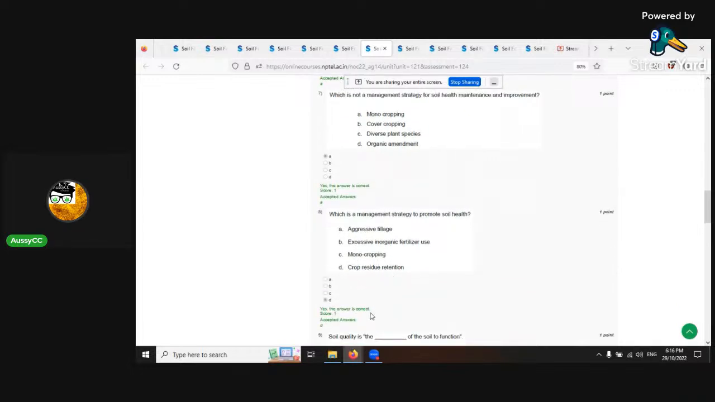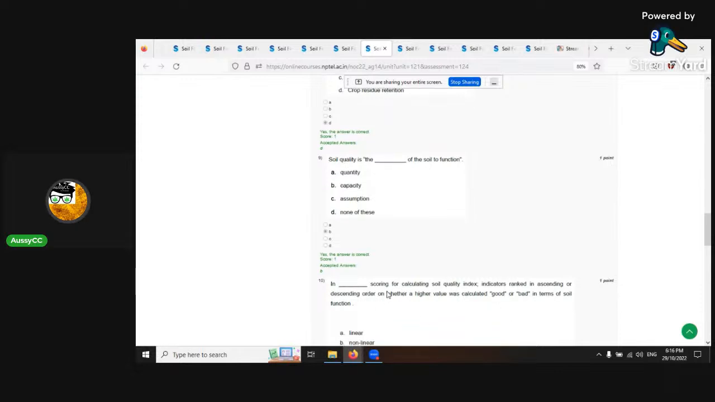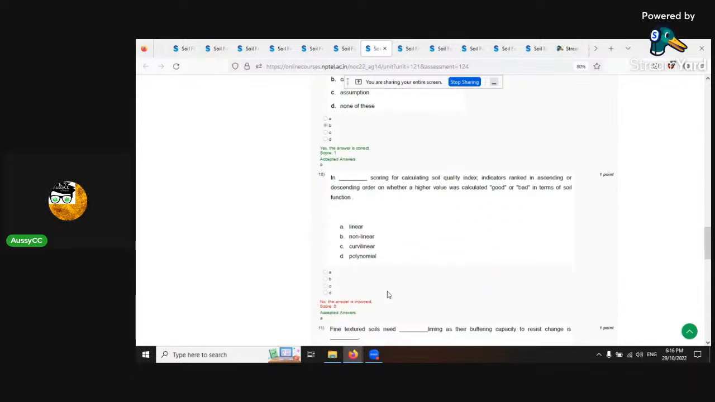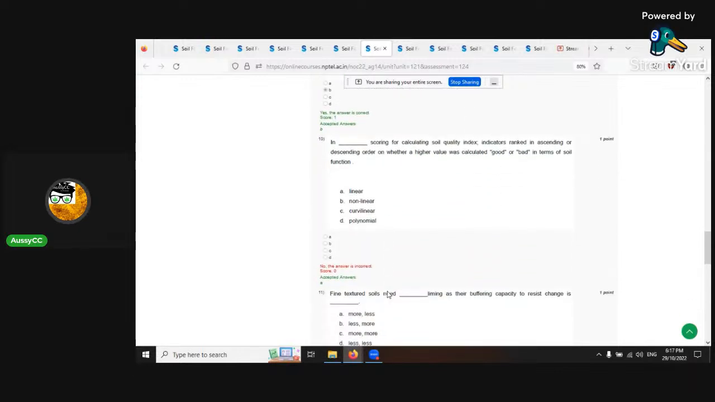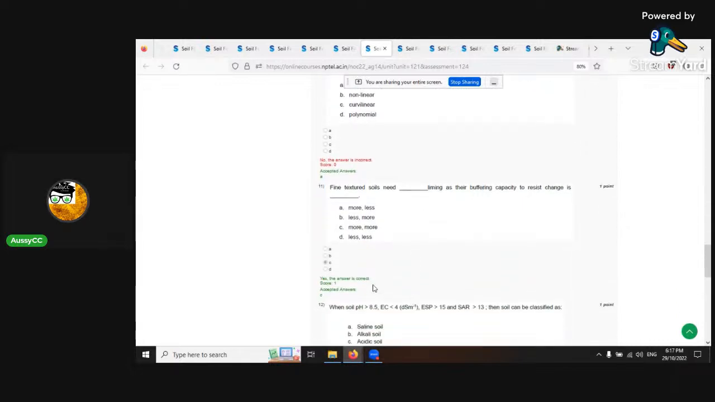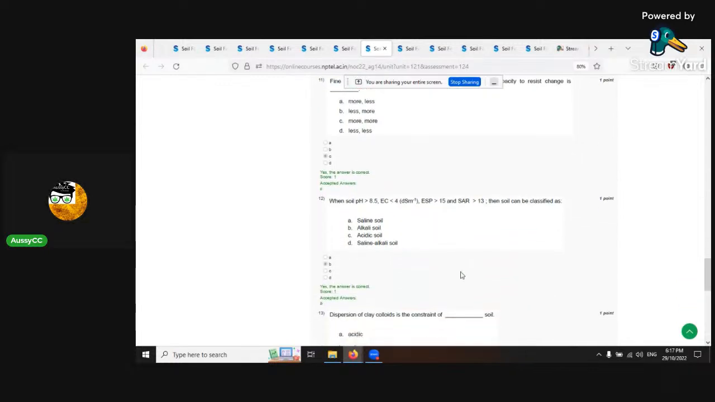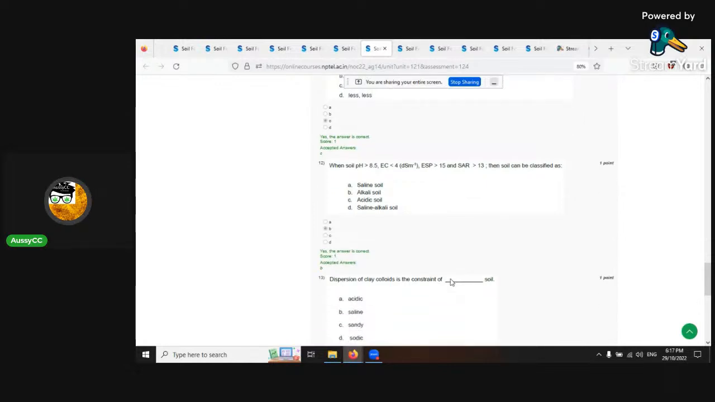Soil quality is the capacity of the soil to function. In scoring, calculating, linear it is. Fine textured soils need more liming. When the soil pH is above 8.5, the soil is classified as alkaline soil. Dispersion of soil particles is a constraint of sodic soils.